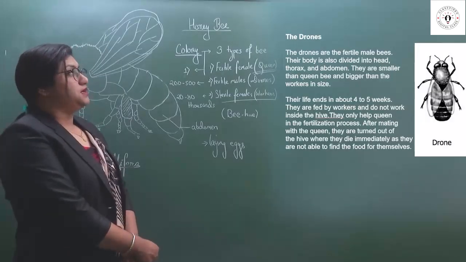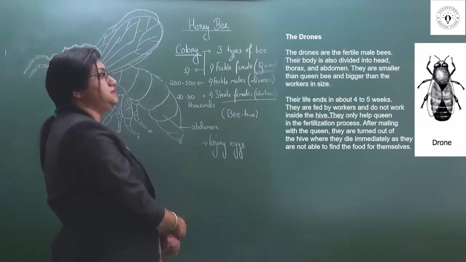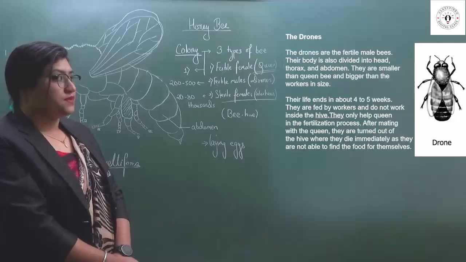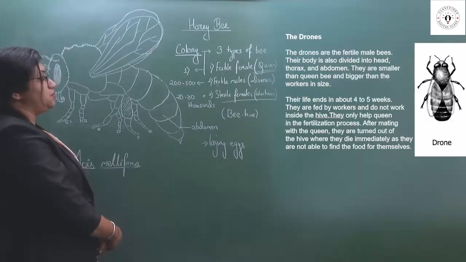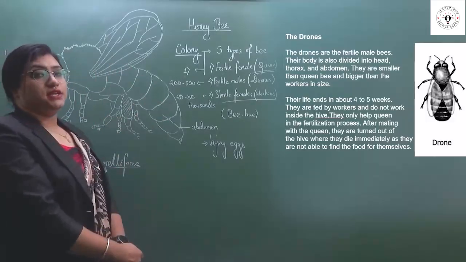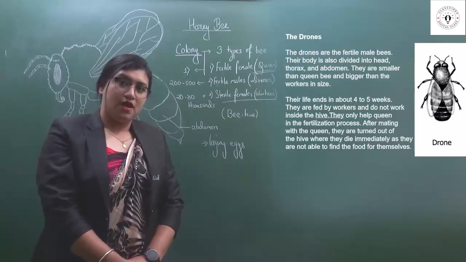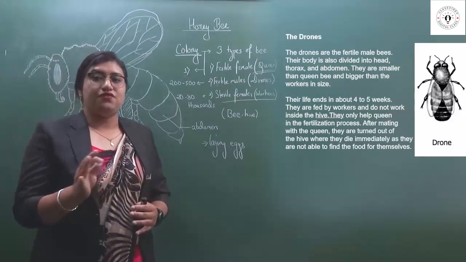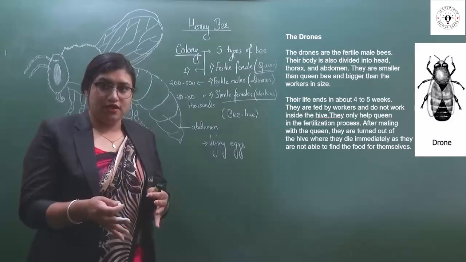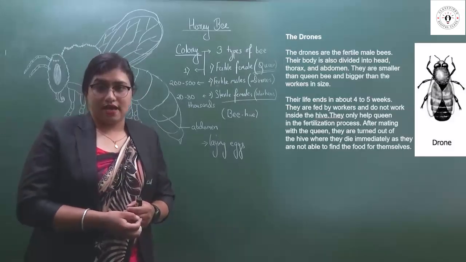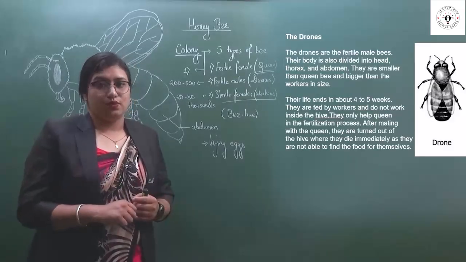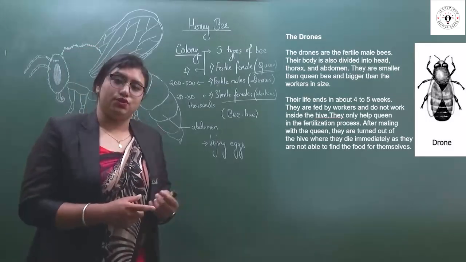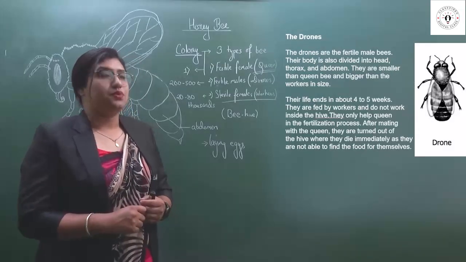Now the next topic is all about the drones, the fertile males. These fertile males are smaller than the queen bee. Their whole body is smaller than the queen bee but larger than the worker bee. So if all three different bees are kept together, we can tell by the size of the abdomen: the larger one will be the queen bee, a little smaller will be the drone, and the very smallest one will be the worker bee.